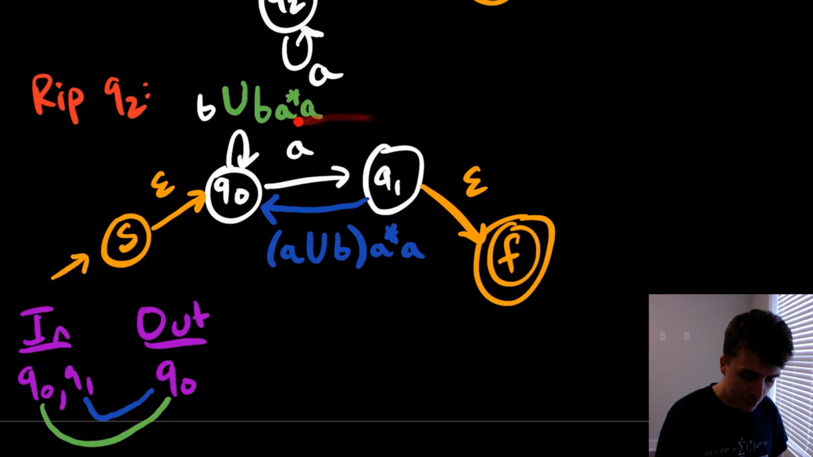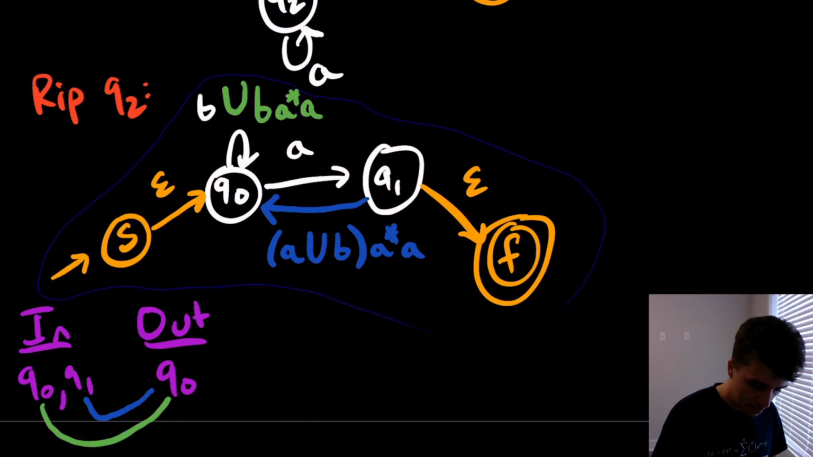Okay, so now we have a simpler machine. Again, I'm going to copy it and then paste it below.